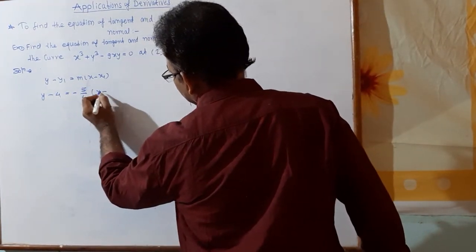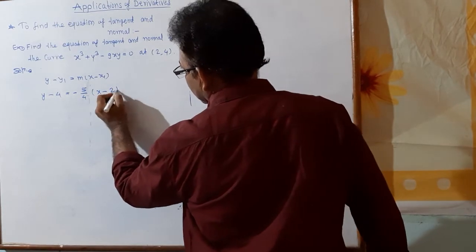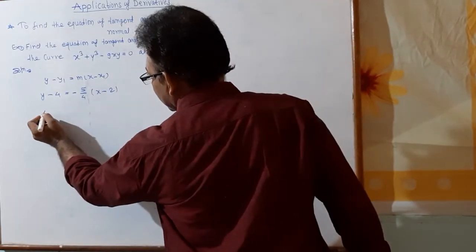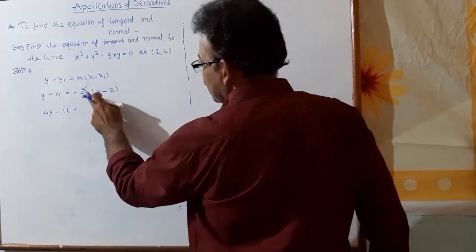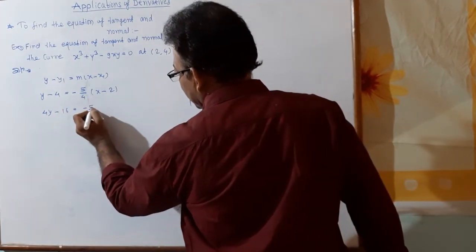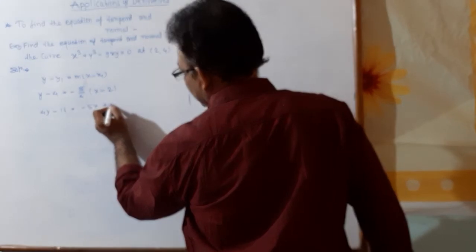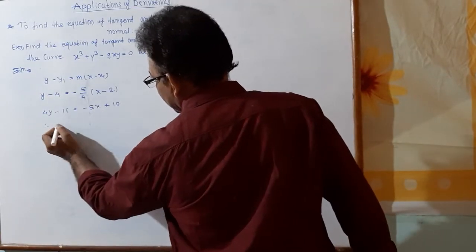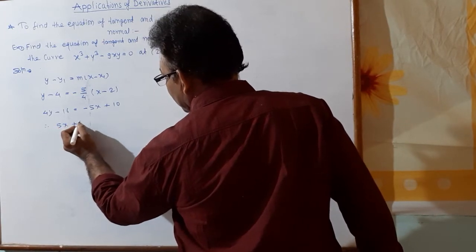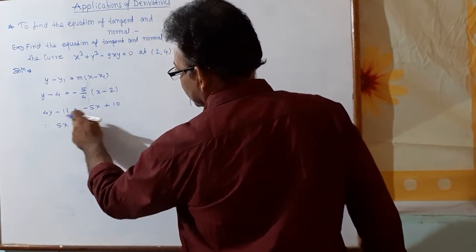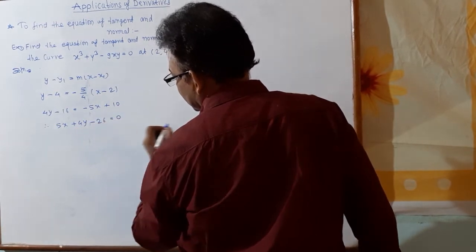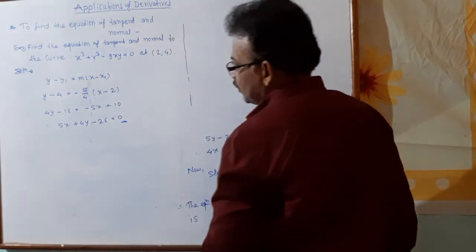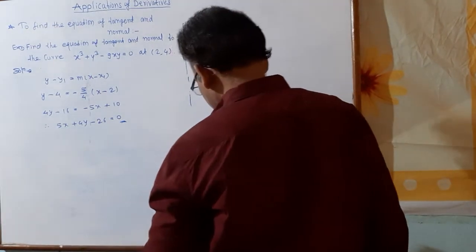in bracket x minus x1, x1 means 2. Take 4 on the left side, so we get 4y minus 4 into 4, 16, multiply by minus 5 to the bracket, minus 5x plus 5 into 2, 10. And we get the equation, take minus 5x on the left side, so 5x plus 4y minus 16 and minus 10, minus 26 is equal to 0, and this is the required equation of normal.